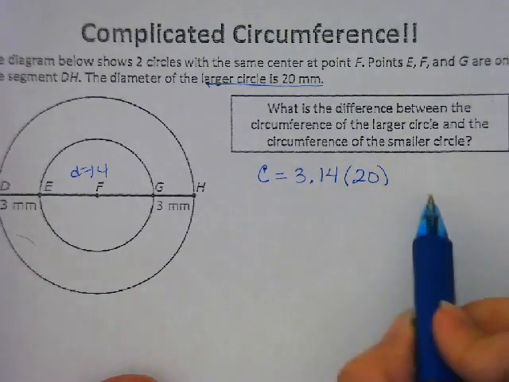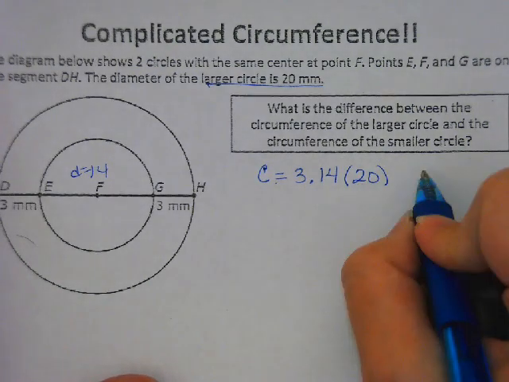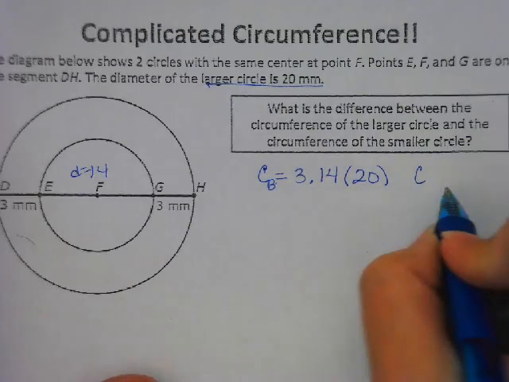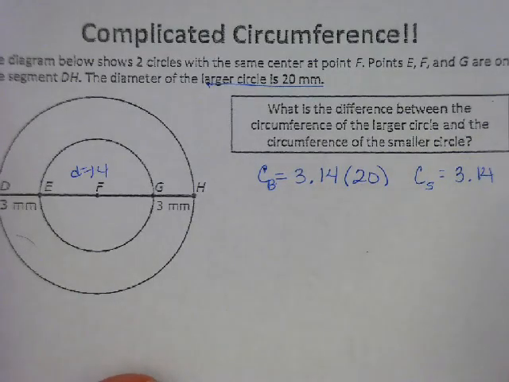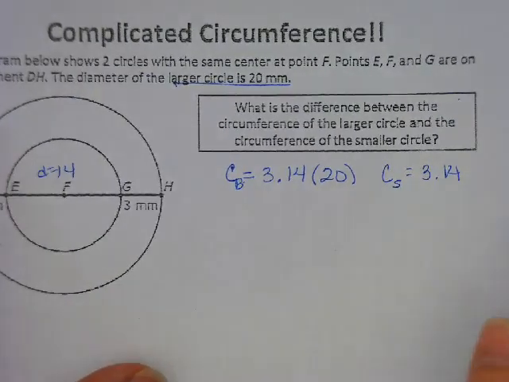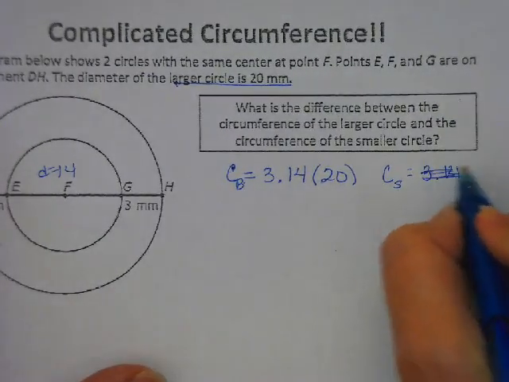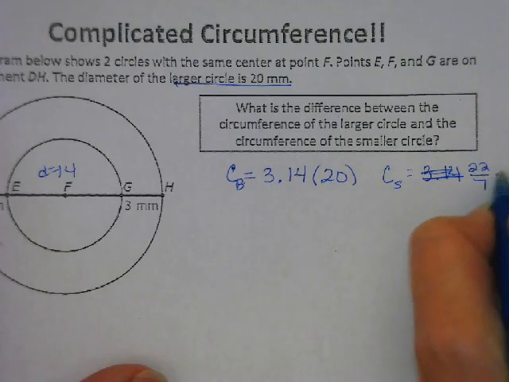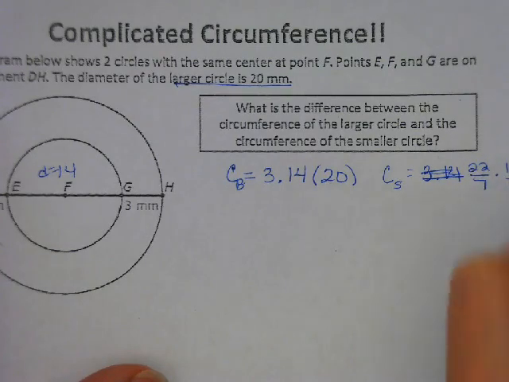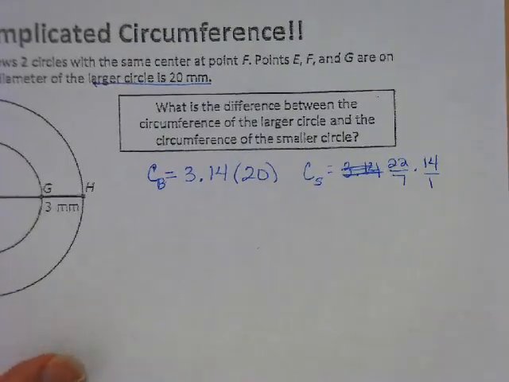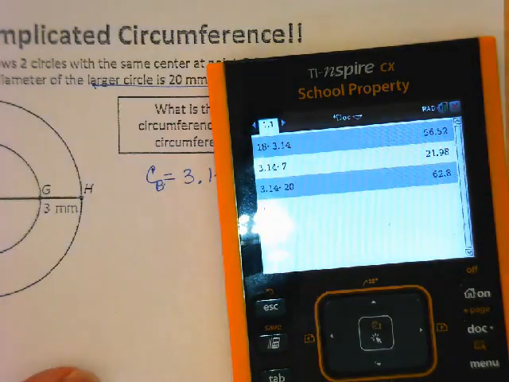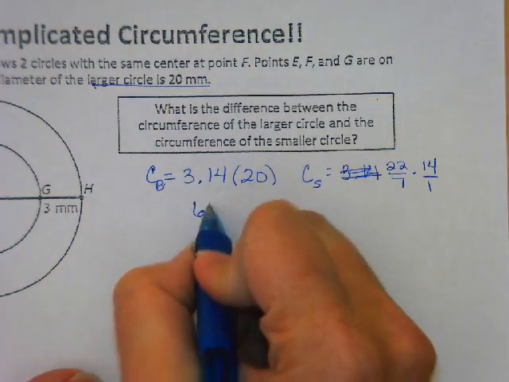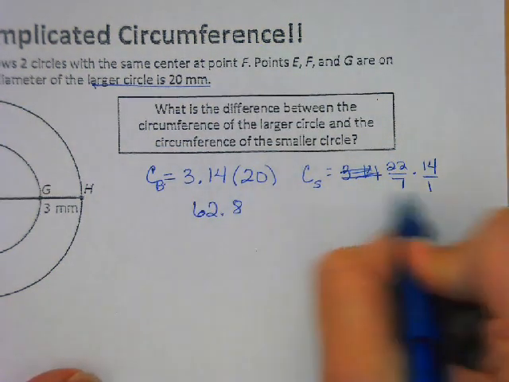Because the larger one, so we can find the circumference of the big one. I'm going to put B for big and S for small. We can find the circumference of the smaller. Oh, wait, 14 is a what? So can I use 22 over 7 here? All right, so we can use our calculator for 3.14 times 20. And we got 62.8.